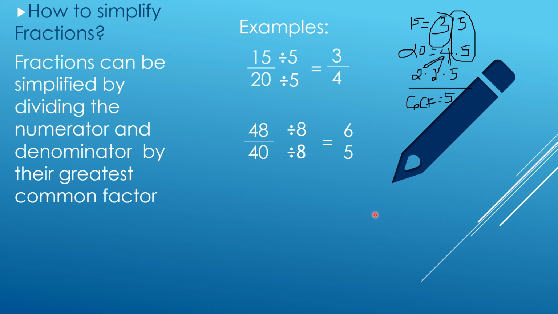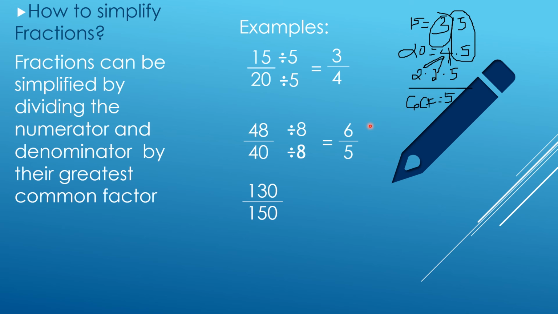Ibig sabihin ng simplifying, inaalis mo lang yung mga common factors nila. Yung natira, yun yung, kagaya dito, di ba? Inalis natin yung common factors. So, yung natira, yun yung sagot. So, that is 6/5. Now, I have here 130 divided by 150.